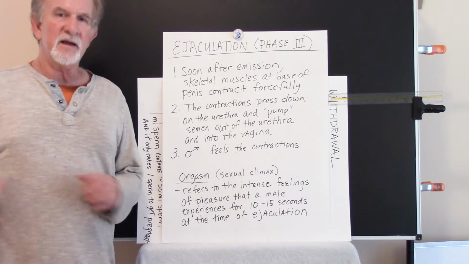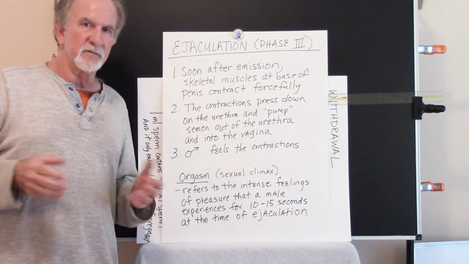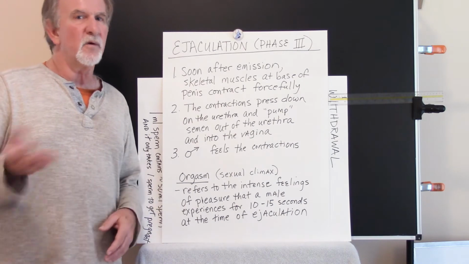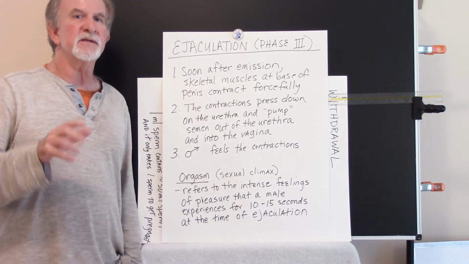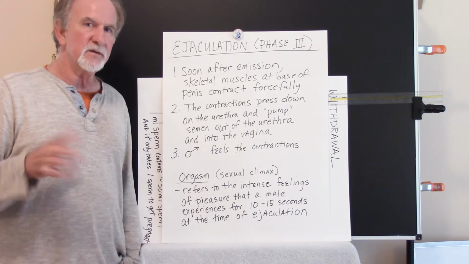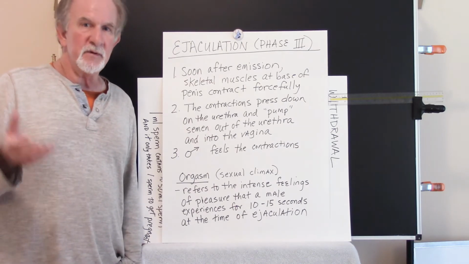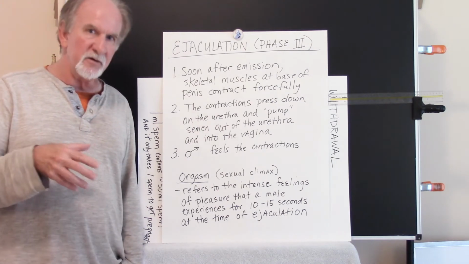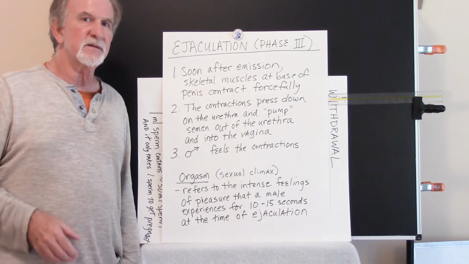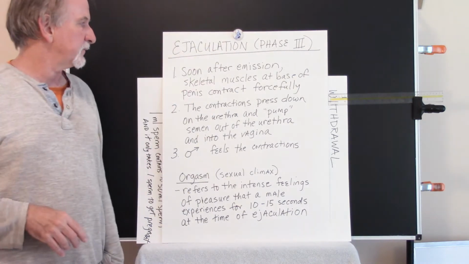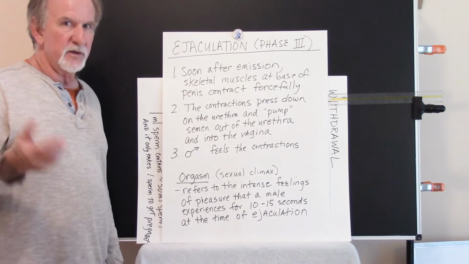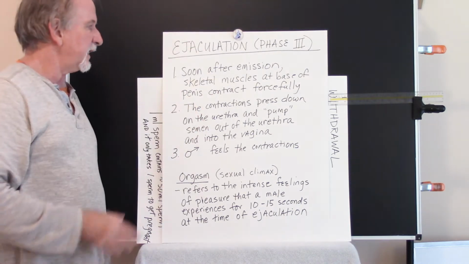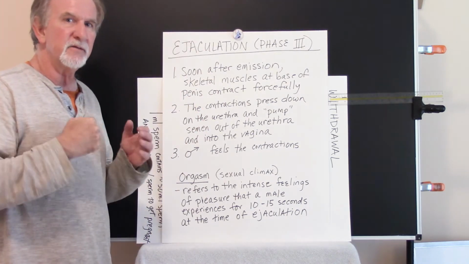If a guy has semen that forms during emission, but sex doesn't continue, then the semen ultimately would be washed out of the urethra the next time he urinates. But we're going to assume that after the semen forms during emission, this couple continues to have sex and there's continued stimulation to the glands of the penis, which leads to ejaculation. So, soon after emission, with continued stimulation to the penis, skeletal muscles at the base of the penis contract forcefully.